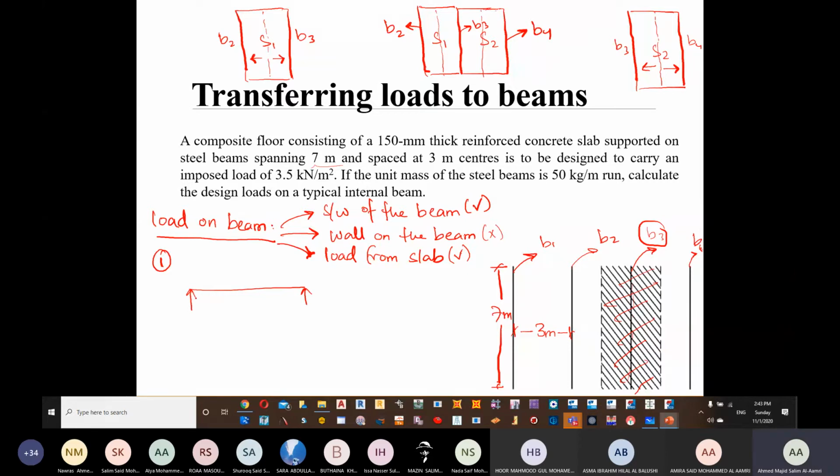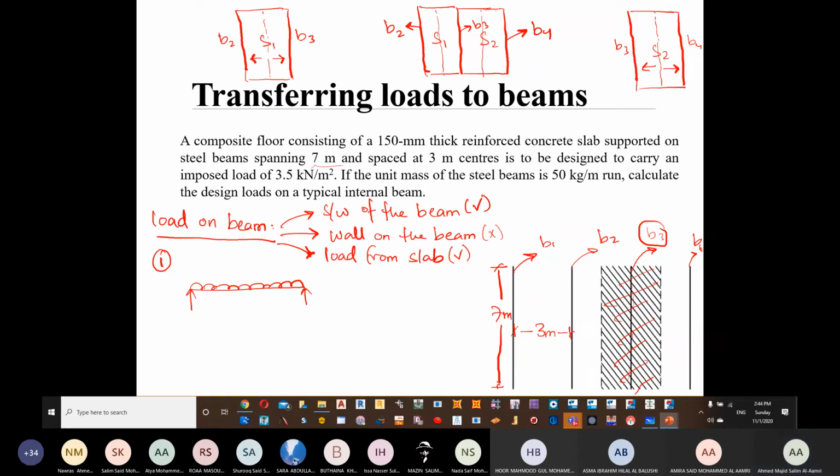So the self weight will be a UDL, right? The self weight will look like a UDL. Do you agree that the self weight is going to be all over the beam from the beginning till the end? Or is it only available in certain locations? It's available all over, right?